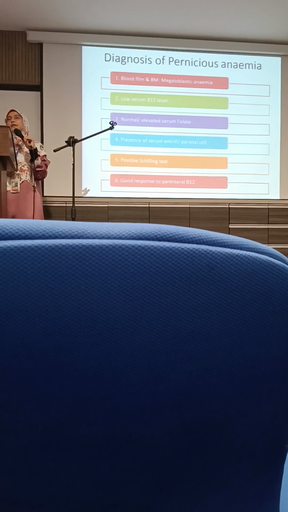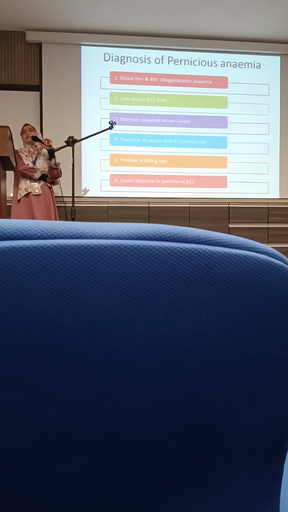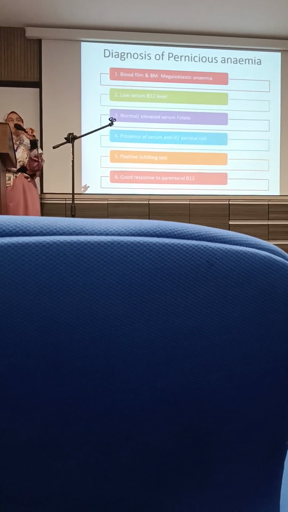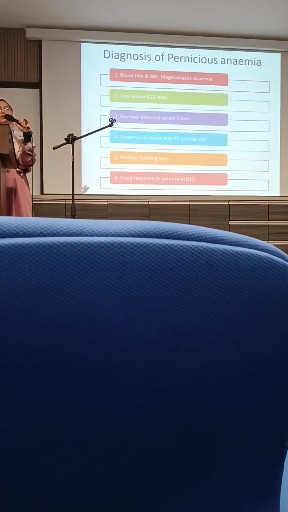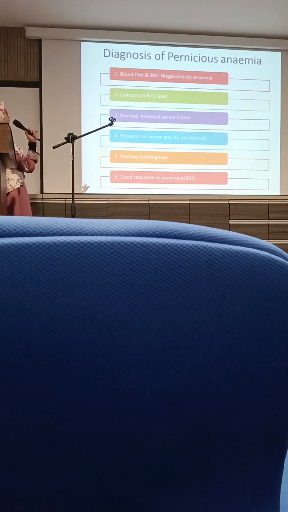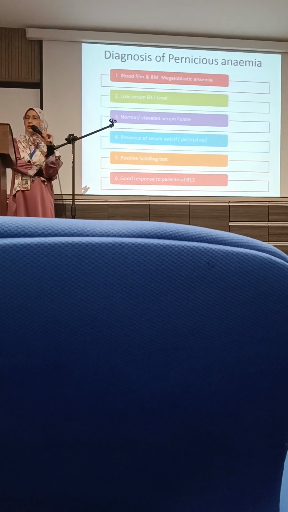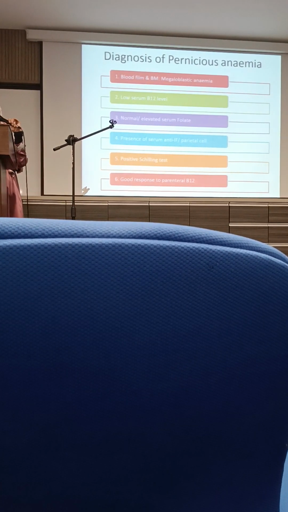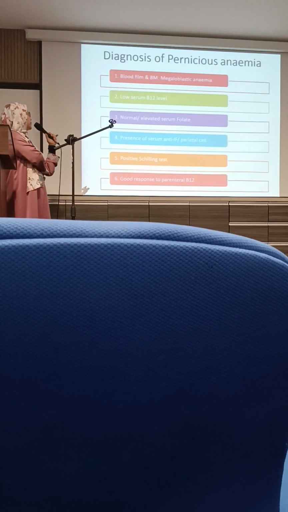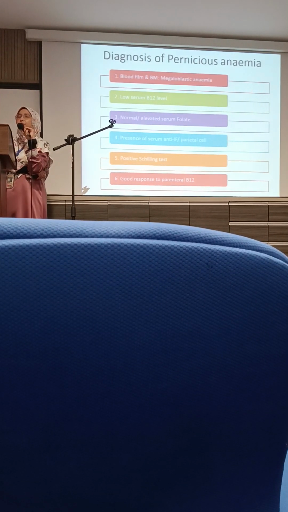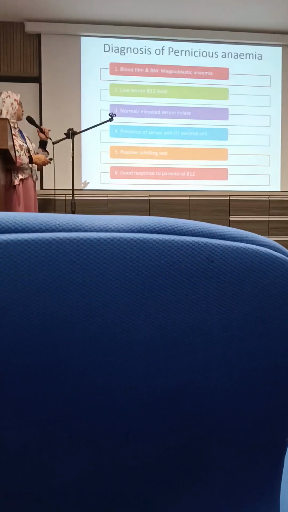So the diagnosis, you look at the blood film, look for the features of megaloblastic anemia, and serum B12 will be low, folate may be normal or elevated, and you may detect presence of anti-intrinsic factor of parietal cells. And there is a specific test for pernicious anemia. You call it Schilling test, nanti I akan tunjuk. And if you give parenteral B12, they will show good response.